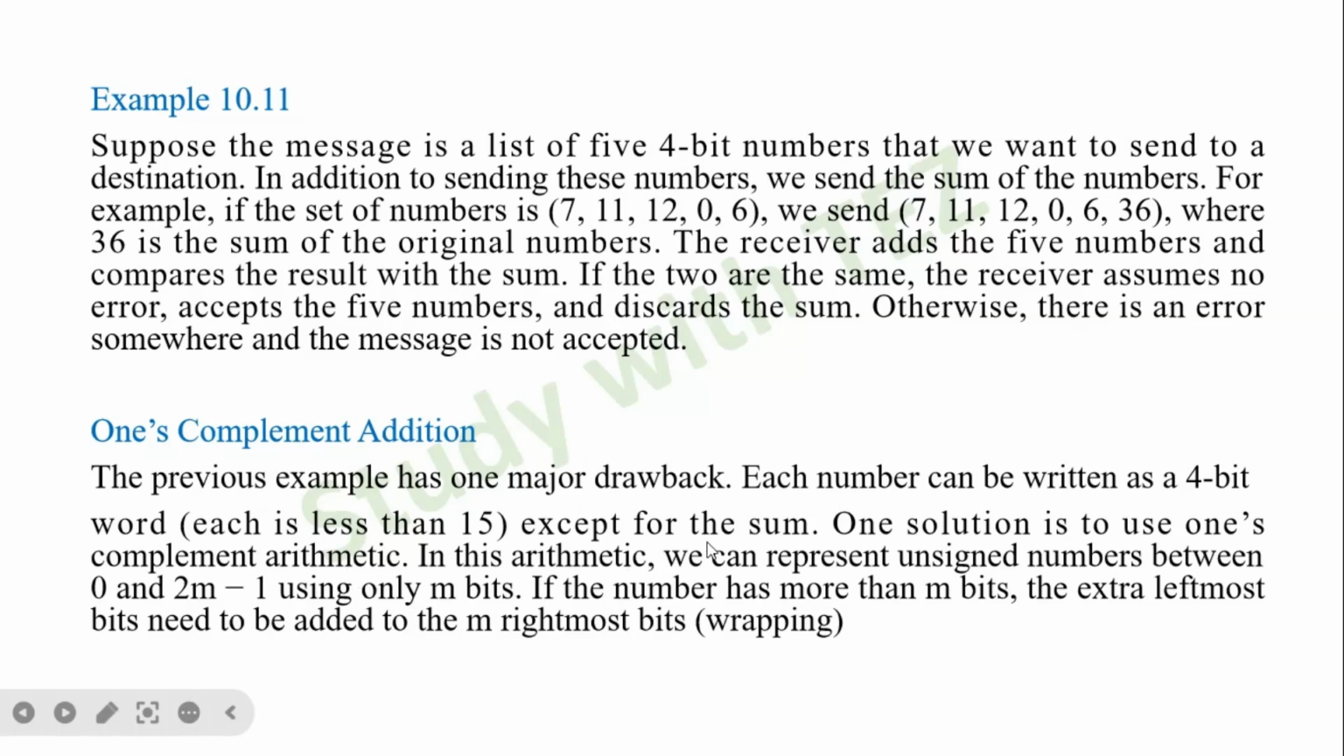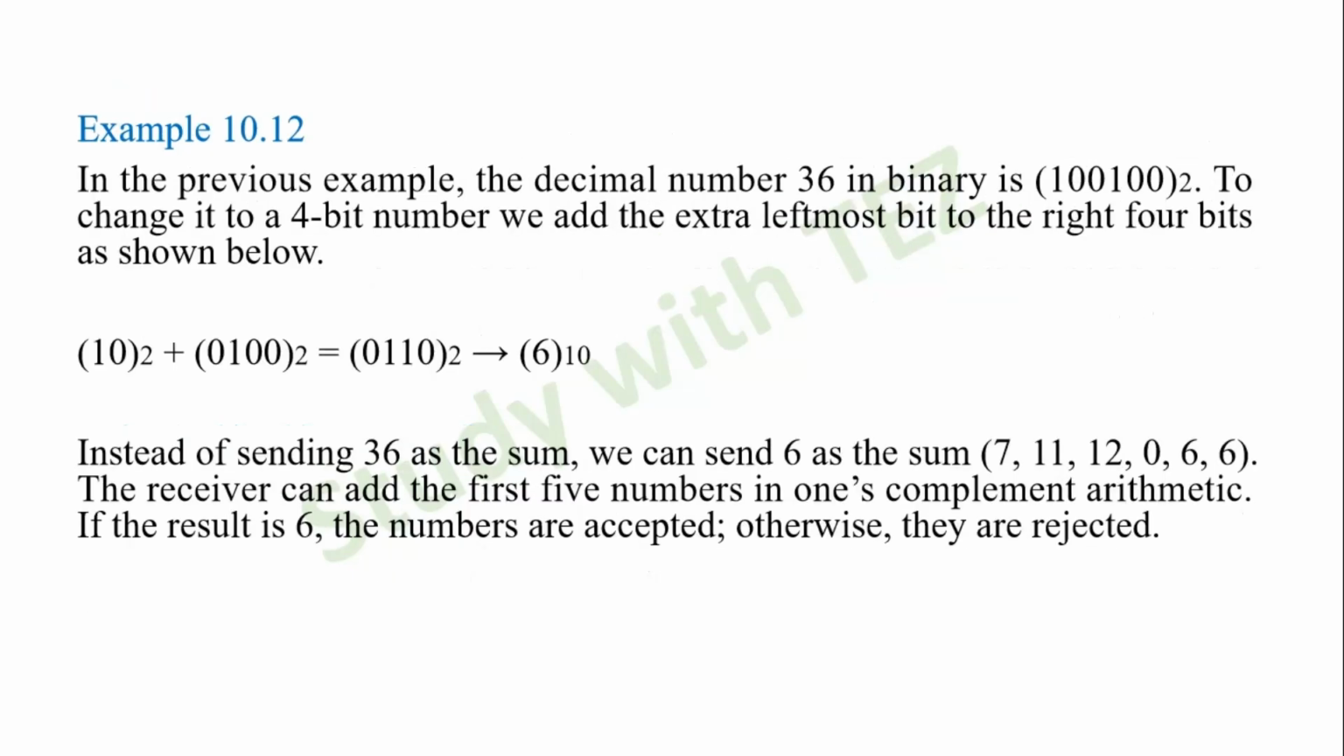In this arithmetic, we can represent unsigned numbers between 0 and 2 to the power of m minus 1, using only m bits. If the number has more than m bits, the extra leftmost bits need to be added to the m rightmost bits. That is, we have to do the wrapping. You will understand the same thing here.